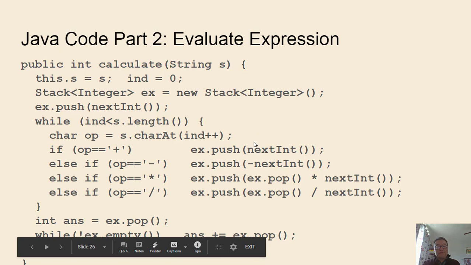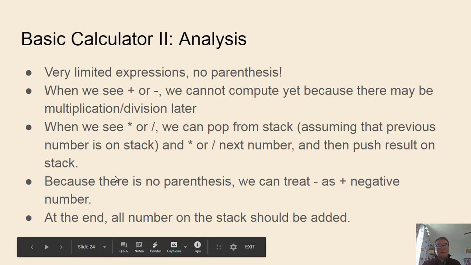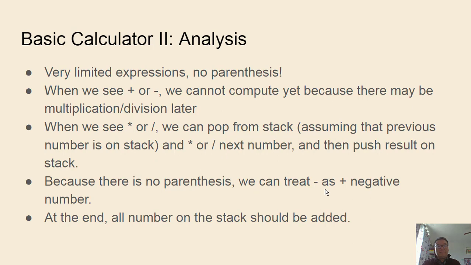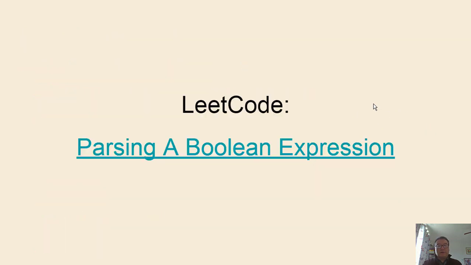That's the rest of the logic. So pop the first number and then keep adding everything on the stack. So I think a few observations on this slide make the code relatively straightforward. Without this, the code can get complicated if you need to keep track of both operator and number. So that's it for this problem.